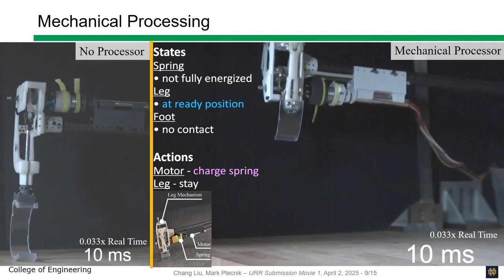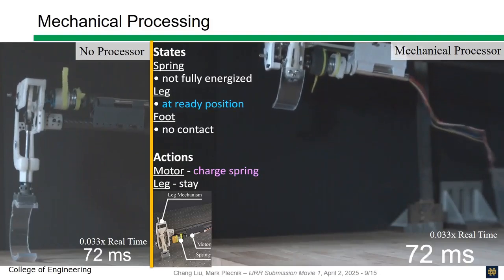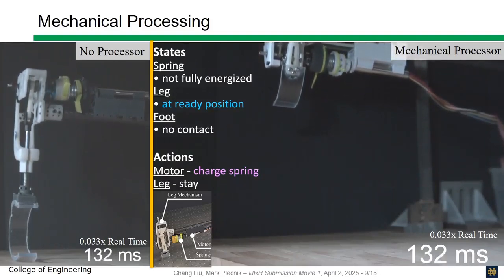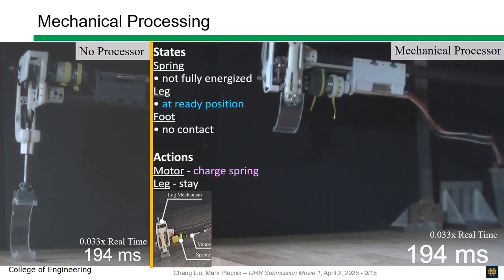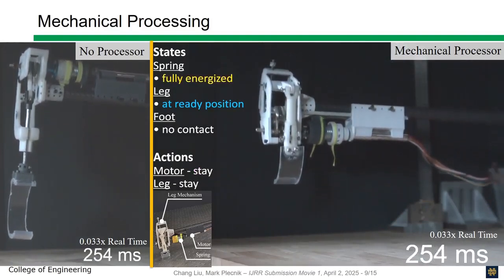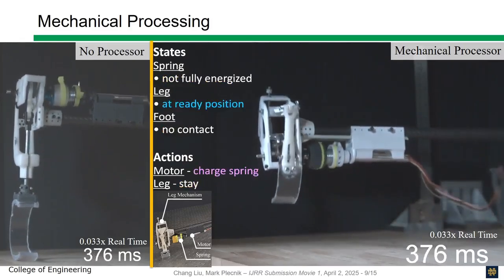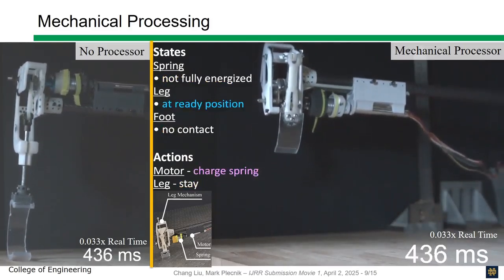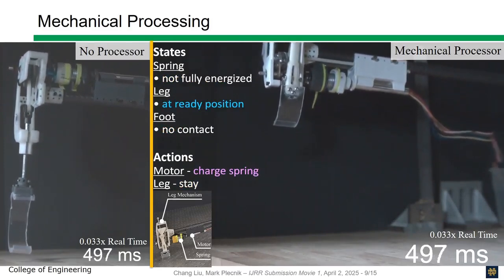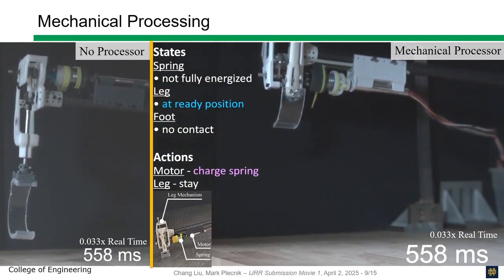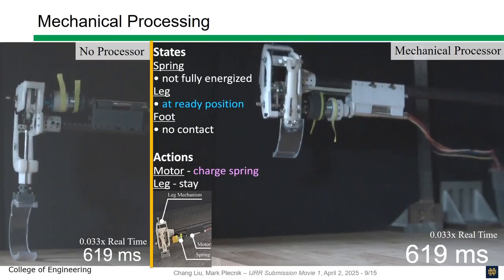Slow motion further reveals the inner working of the mechanical processor. Note that the thin green flags are attached to either side of the spring to show its deflection, while not in contact with the ground. The motor and leg advance to set the leg in its ready position in preparation for contact. This is enabled by placing a kinematic singularity at the ready position.